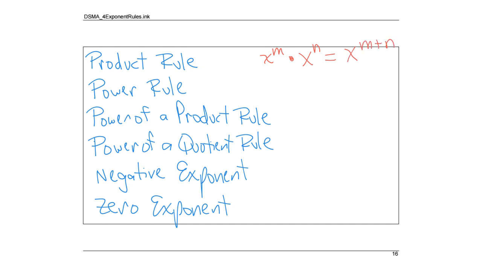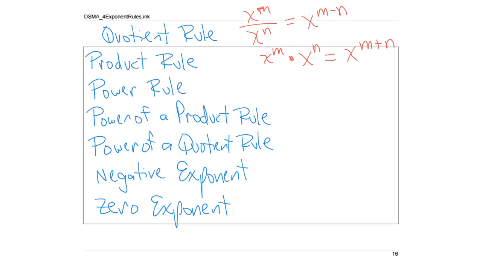Oops, I forgot quotient rule. Let's put quotient rule up here. So quotient rule is the same idea, except it's division. So quotient means division. And again, the bases have to match. If they match and we're dividing, then we're actually going to subtract.